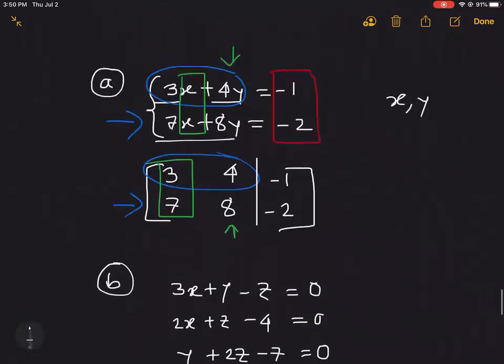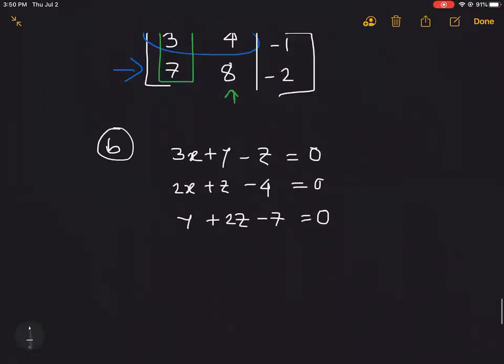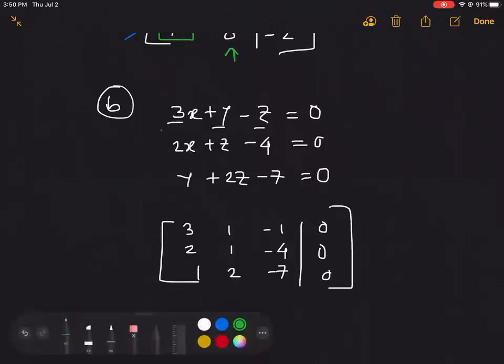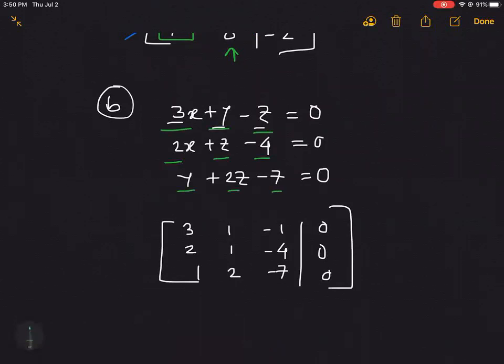So if you just copy the procedure here, your augmented matrix might look like this: 3, 1, -1, as we are just taking the coefficients, of course, 2, 1, -4, and 1, 2, -7. So if you just take the coefficients, this will look like this, right? But this is not right. This is wrong. So that means there is something you need to take care of, okay?